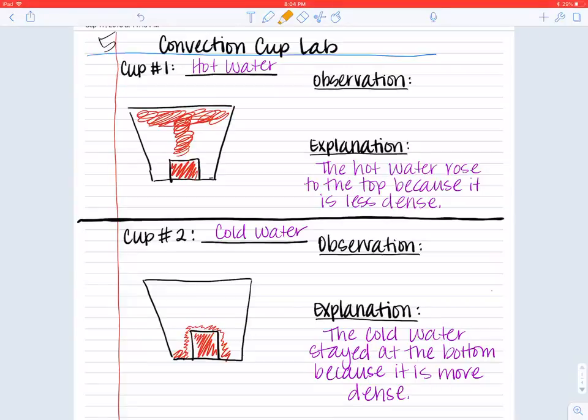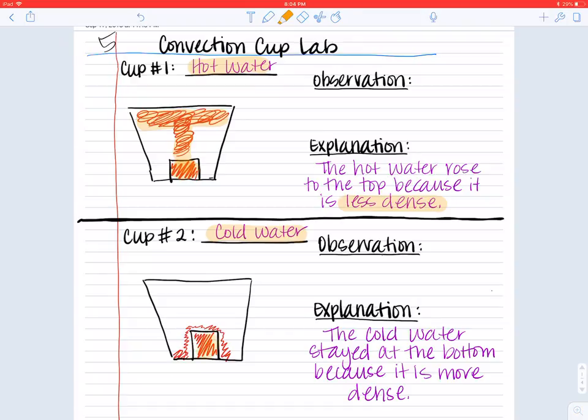Let's begin by reviewing our convection cup lab. In this lab, we looked at two different temperatures of water, hot water and cold water. When we placed the hot water in the small vial surrounded by room temperature water, we noticed that the hot water immediately began to rise up very quickly and float at the surface of the cup. We explained this by saying that the hot water was lighter or less dense. That's why it rose to the top.